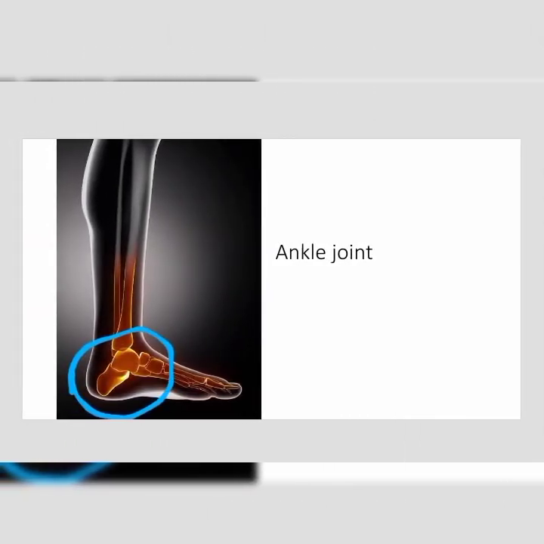So the bones of the carpals glide over one another, then the bones of the tarsals as well glide over one another. So examples of gliding joints are joints in the wrist and in the ankle.